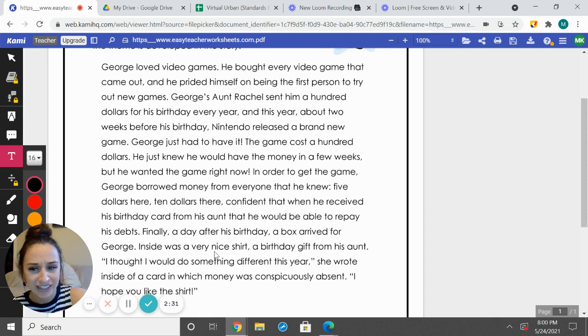Inside was a very nice shirt, a birthday gift from his aunt. "I thought I would do something different this year," she wrote, inside of a card in which money was conspicuously absent. "I hope you like the shirt."